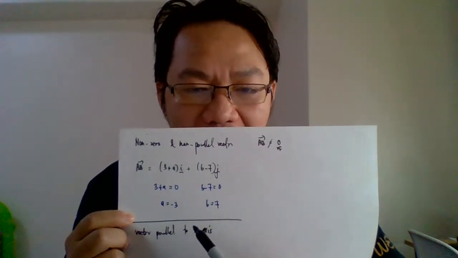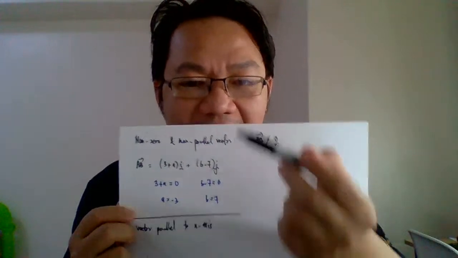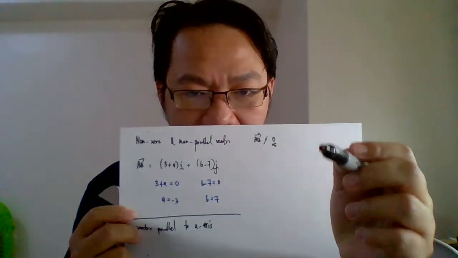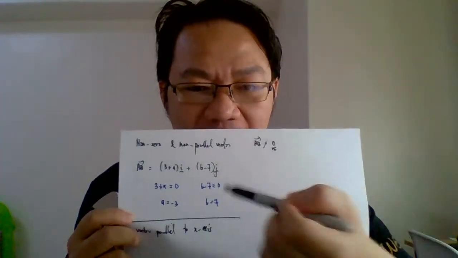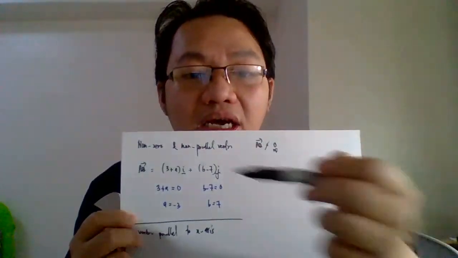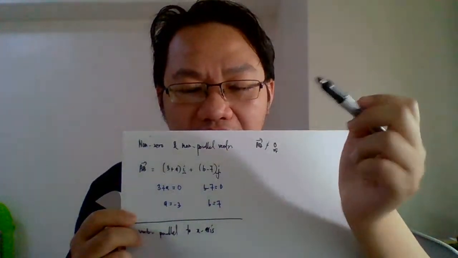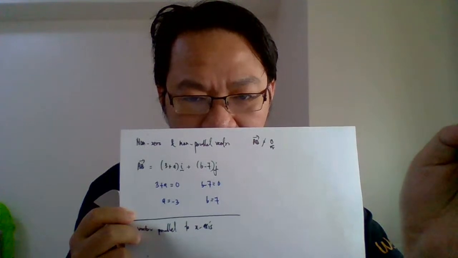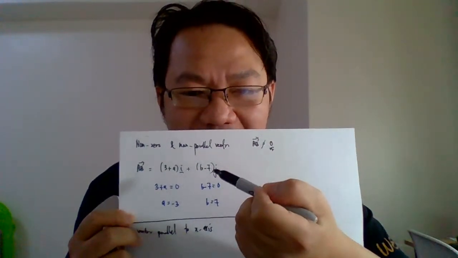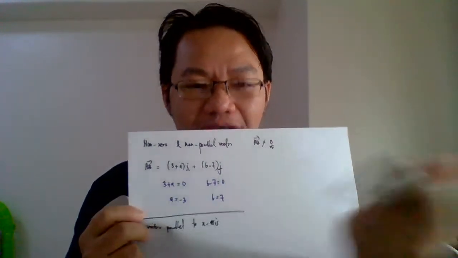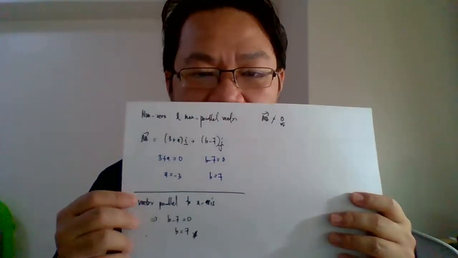When the vector is parallel to the x-axis, that means your y equals 0. That means your j represents y, right? This j equation equals 0. So b minus 7, you let equal to 0, then you get your letter b. So to solve the problem, you just take your j, you let equal to 0, so your b equals 7. That's all. This is how we solve the problem.